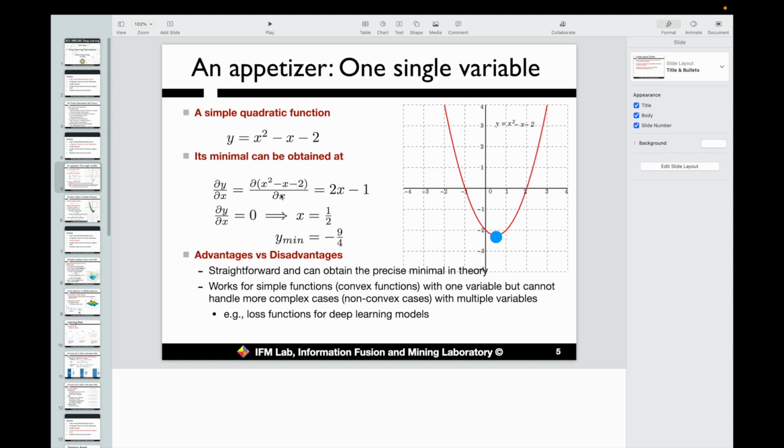So by calculating the partial derivative of y with regard to x, we obtain 2x minus 1. It should be very straightforward based on the algebra courses we have learned before in math. Then by making the partial derivative equal to 0, we can obtain the x which achieves the minimum for this function. So by making this term equal to 0, we obtain x equals 1/2.